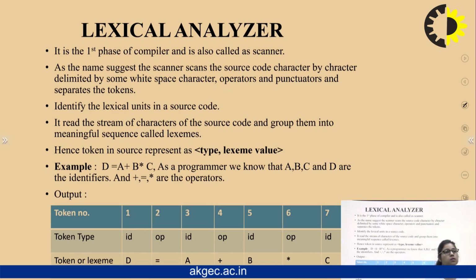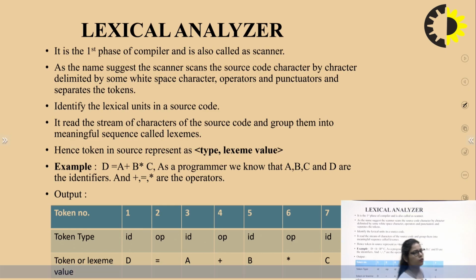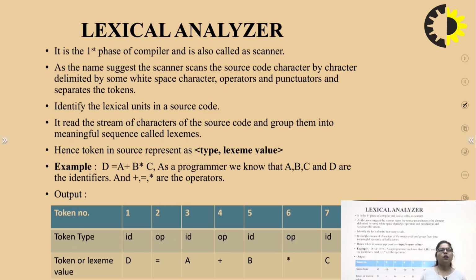Now the next one is the lexical analyzer. It is the first phase of the compiler and it is also called a scanner. As the name suggests, the scanner scans the source code character by character, delimited by white space characters, operators, punctuations, etc., and separates the tokens, identifying the lexical units in the source code. It reads the stream of characters of source code and groups them into a meaningful sequence.